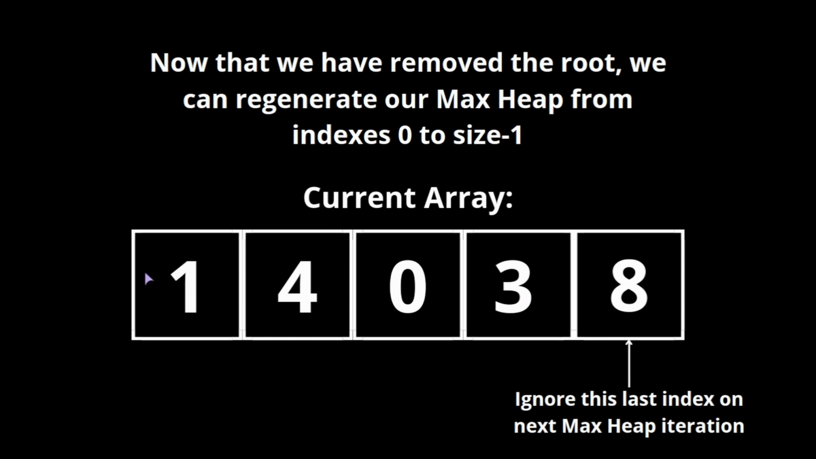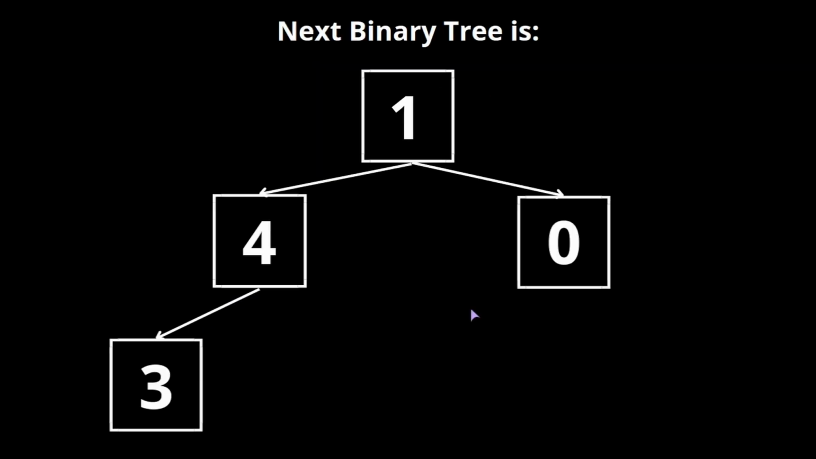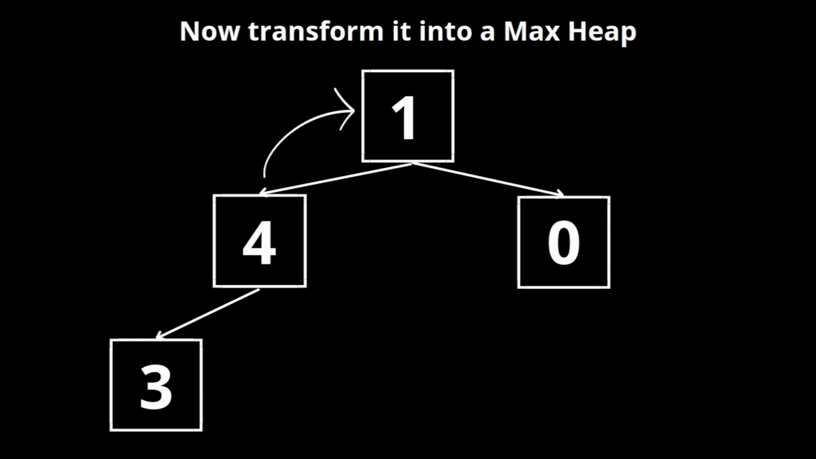So now we're going to create a new max heap from the 0th index to size minus 1. Again, we're going to treat this as a binary tree. From number 1 to number 3, we'll create a binary tree from it. So this is our binary tree, and we now have to create a max heap from it. To do so, we're just going to compare all the elements. The root here is smaller than 4. It has a left child that is greater than the parent, so we're going to swap.